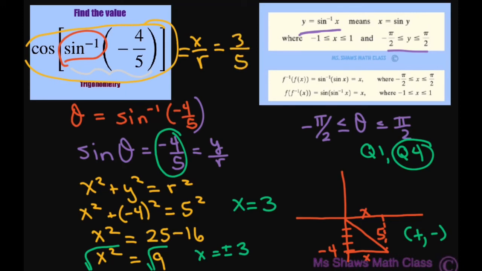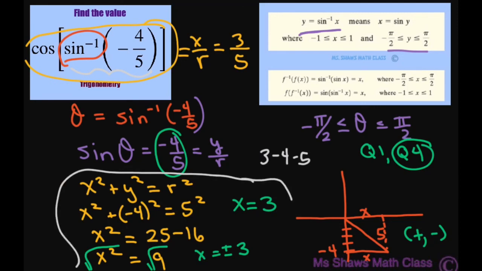A faster way to do this problem is when you see your r is 5, this is a Pythagorean triple of 3, 4, 5. So basically we could have skipped all these steps if you know your Pythagorean triples. You just got to be careful with the quadrants.